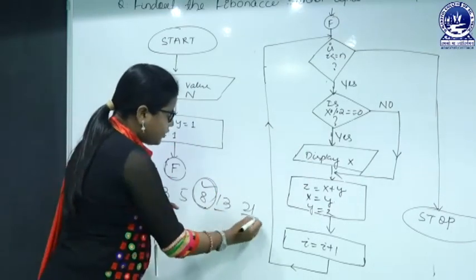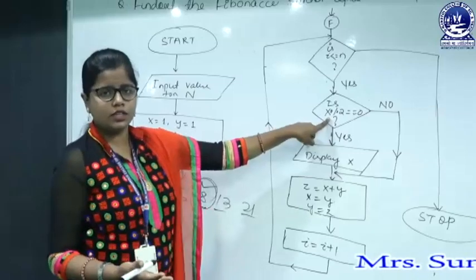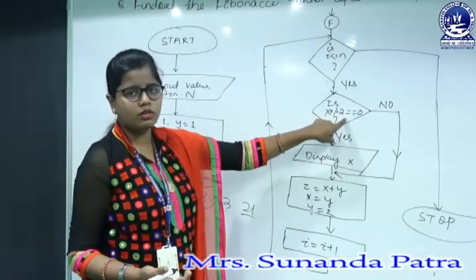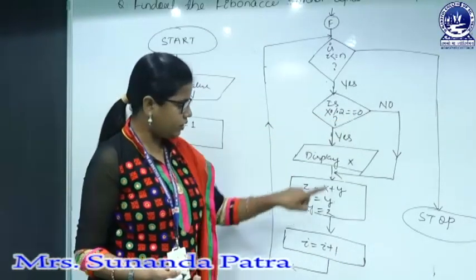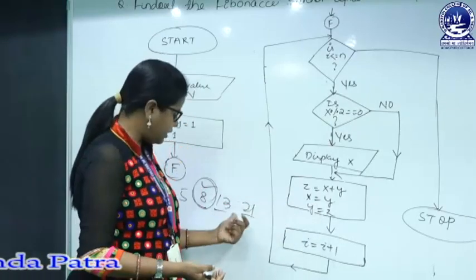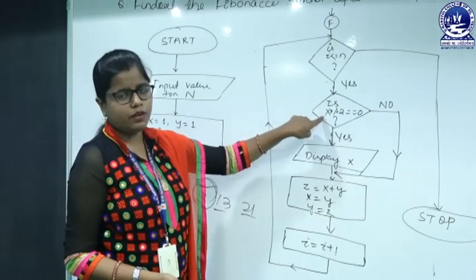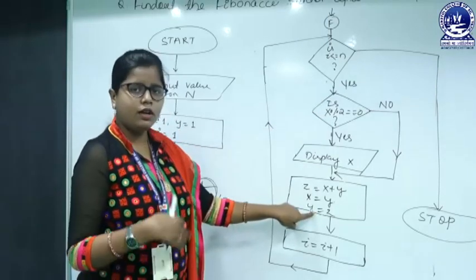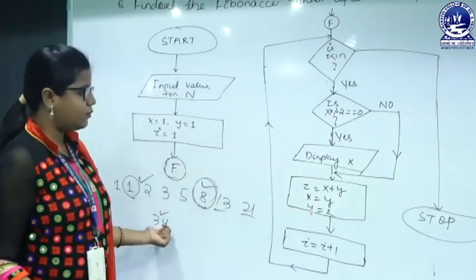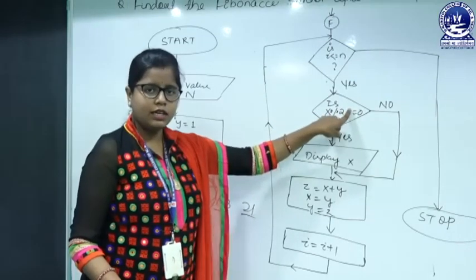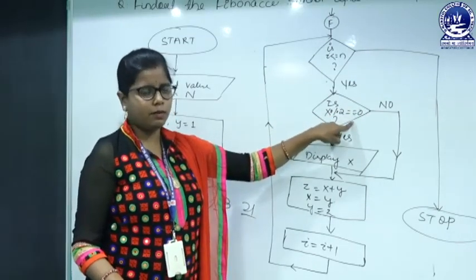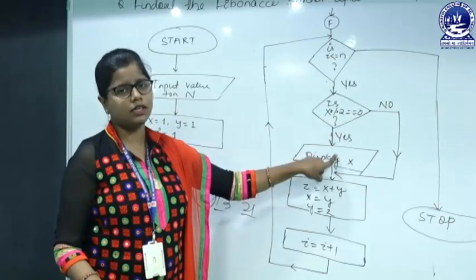For 13 and 21, here again the condition will be checked. 13 modulo 2 equals to 0. No. Then we will go for here. We will go for calculating 21. 21 will get checked. That will be false. Then we will go for finding the next term, that is 34. 34 will get checked. That is true. 34 is an even number. Then we will go for printing the 34.